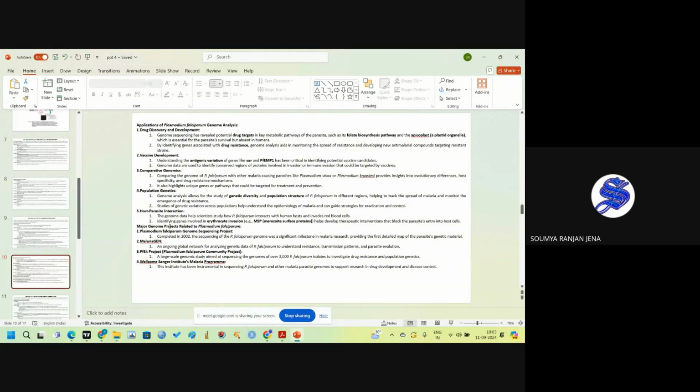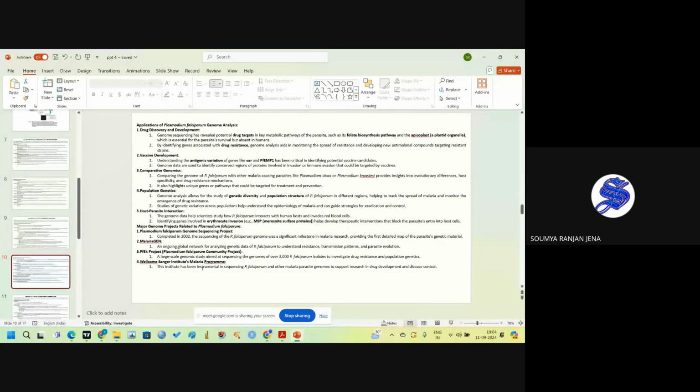And these are the major genome projects related to Plasmodium species. The Plasmodium falciparum genome sequencing project was completed in 2002, and it is the first to provide a detailed map of the parasite's genetic material and malaria genes. There is also an ongoing global network for analyzing genetic data of Plasmodium falciparum, the different Pf3k project, which is going on.